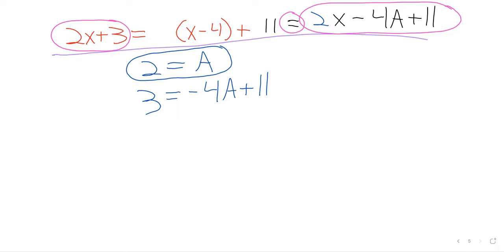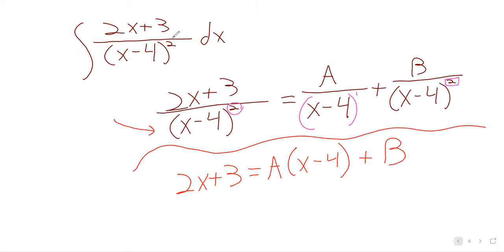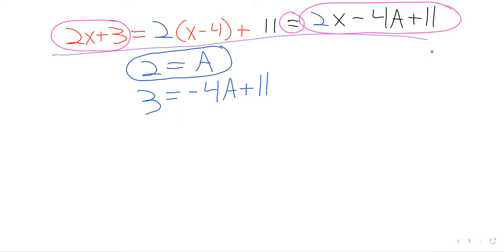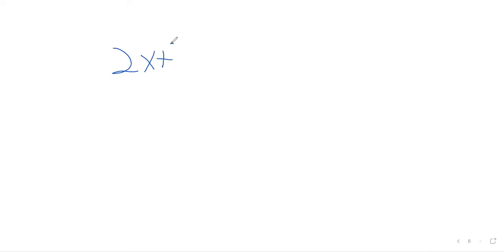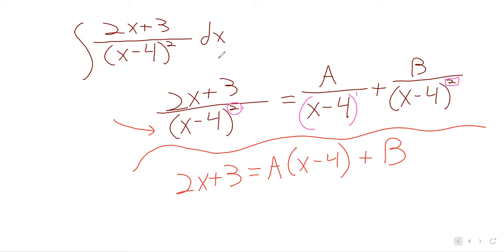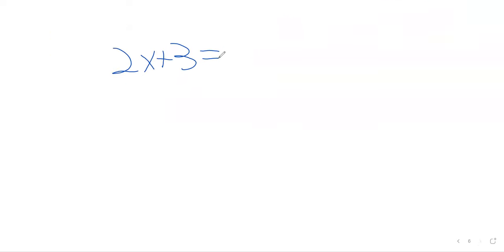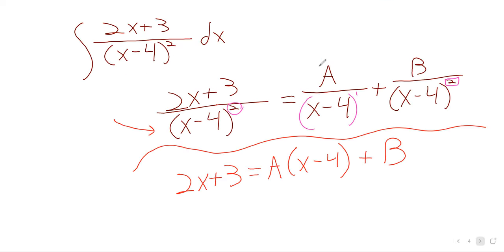This wasn't really where I meant to change it. I meant to change it here. This wasn't as bad as it could have been because I did this kind of pseudo Heaviside process. I said, well, the Heaviside process isn't going to work totally, but we can use the Heaviside process to find B. And that really helped us. If we hadn't done that, we had 2x plus 3 equals A times x minus 4 plus B.